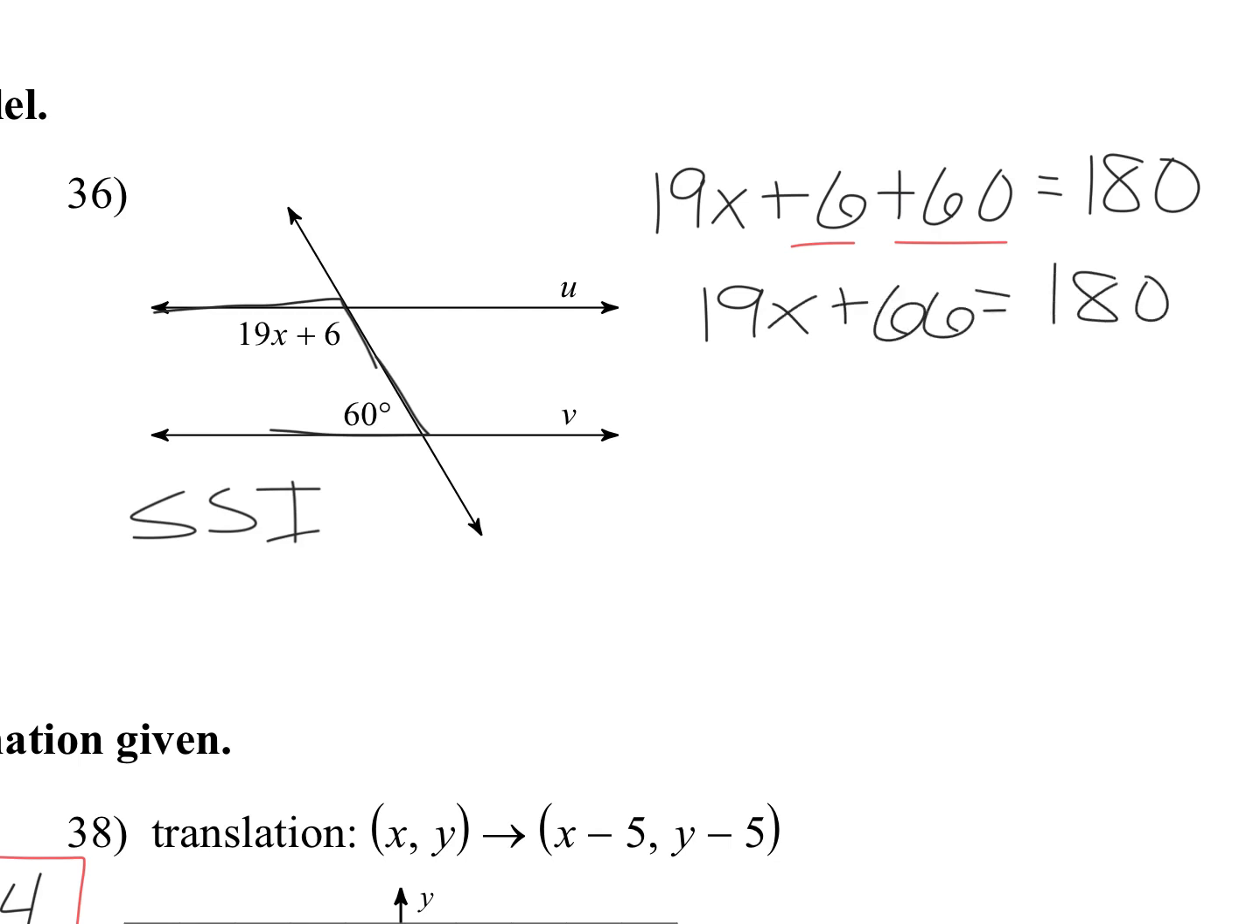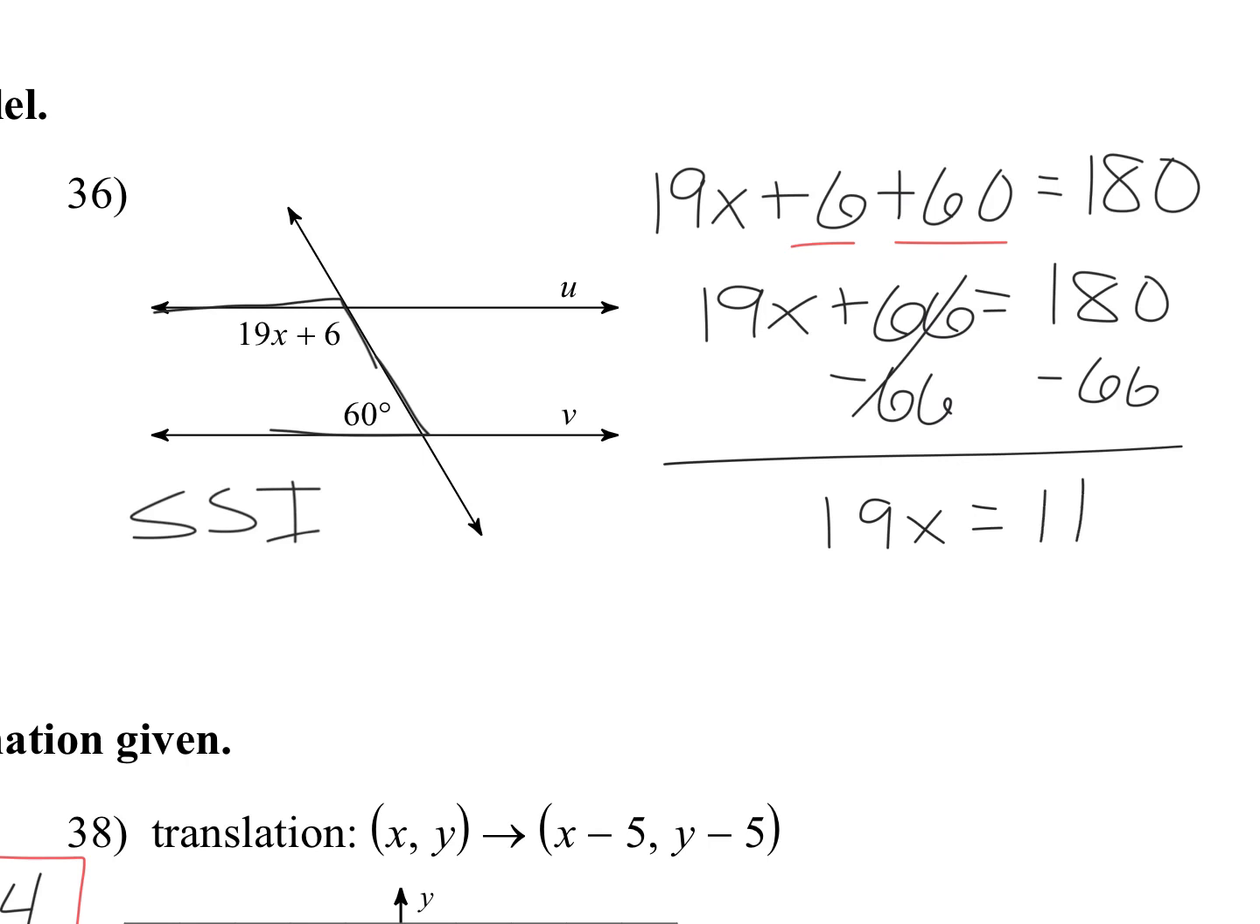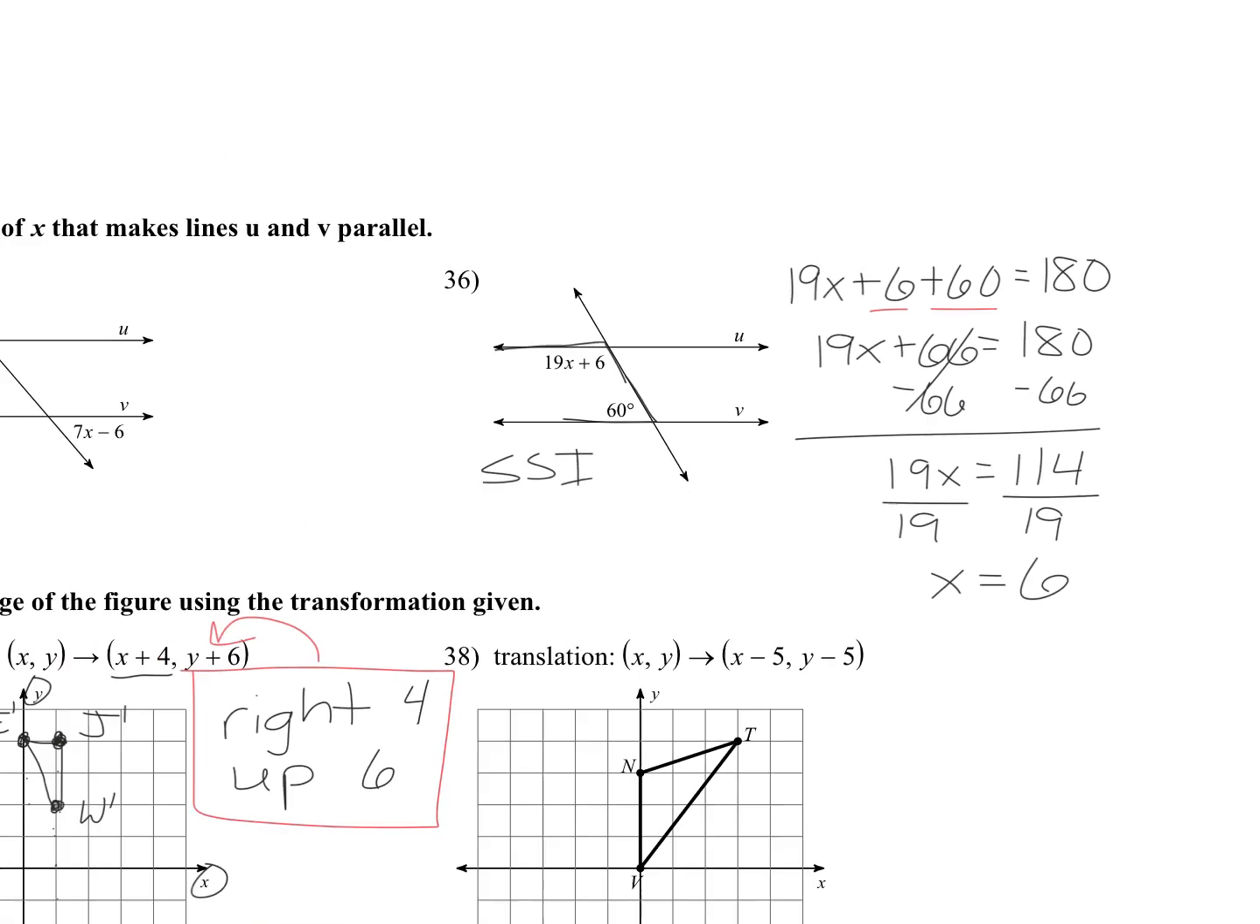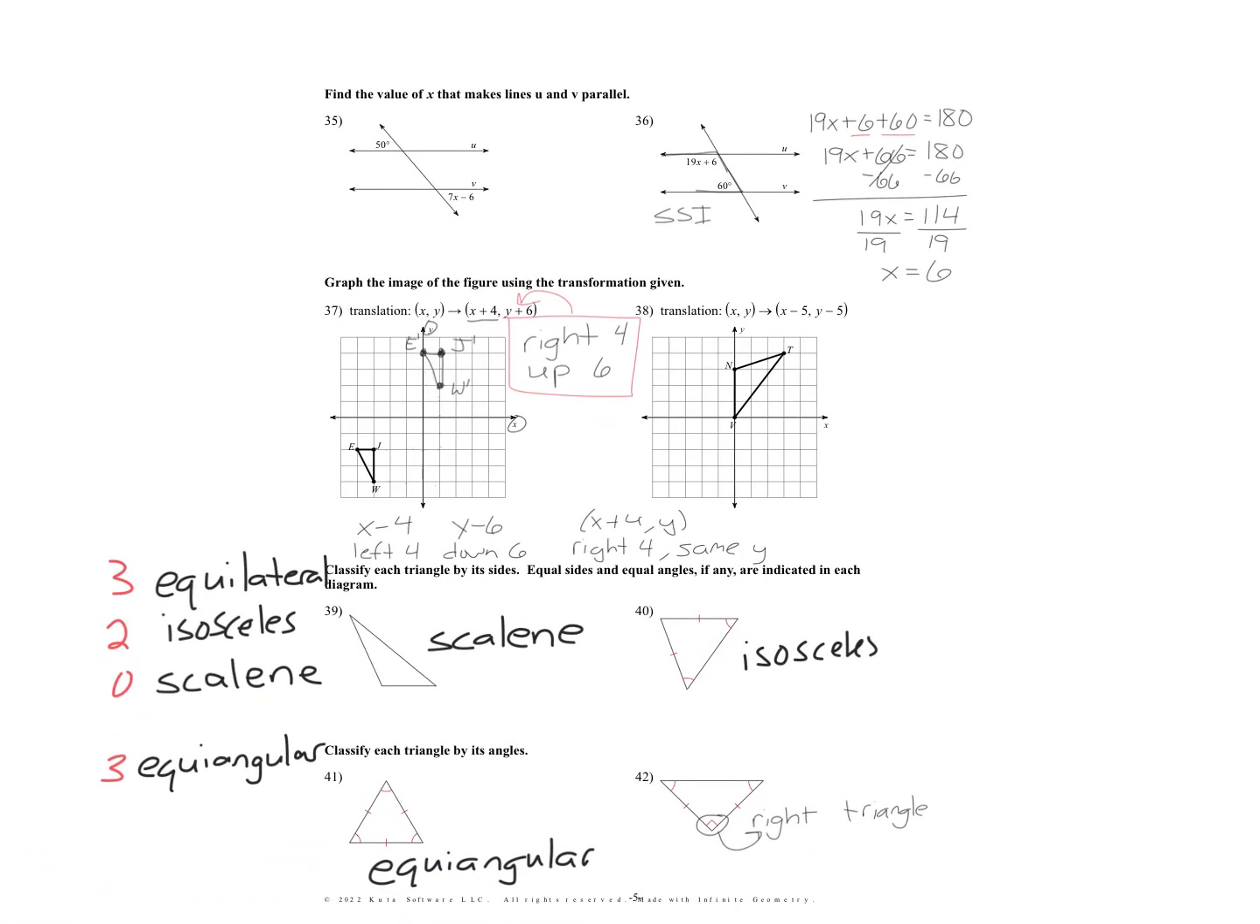Is this step making sense, or do I need to slow down a little bit? We're okay? What's my next step here? Subtract 66 on both sides. What's 180 minus 66? 114. And then my last step would be to divide by 19 to get 6. Better? Okay, any other questions over any of this? Is that it? Okay, that's it for day 2.